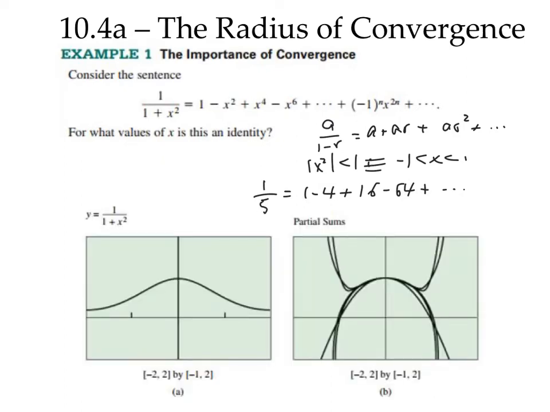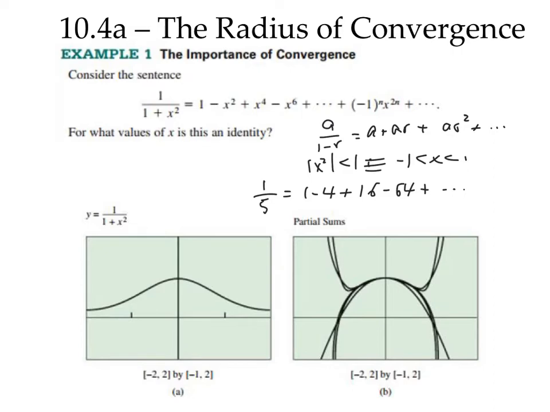On the left, we show the graph of 1 over 1 plus x squared. And on the right, we show the first few partial sums of the right side. So 1 minus x squared is just a parabola. 1 minus x squared plus x to the fourth goes up and is a quartic, etc. And you notice that the interval of convergence is getting closer and closer to negative 1 to 1 if you compare the right and left graphs.